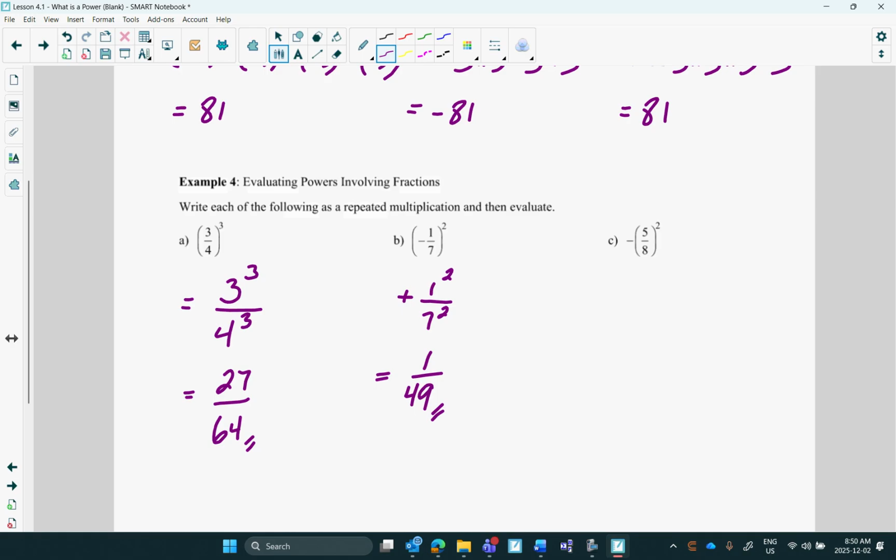Would the answer to this one be positive or negative? Negative, because it's outside the parentheses. So it's negative, and then I have to do 5 squared over 8 squared. Negative 25 over 64. Yeah. And that's the final answer.